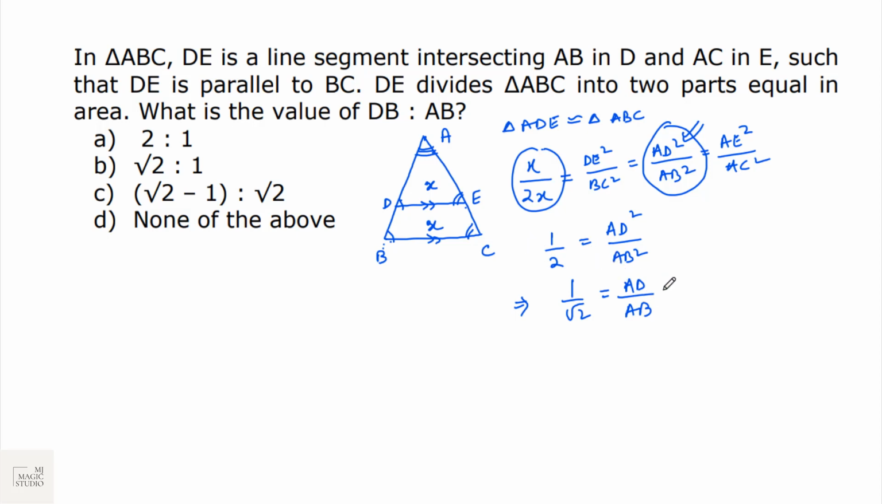So can I write this as minus 1 on both sides? So AD minus AB will give me minus DB. That means I can do like this: 1 minus this equals 1 minus this. So root 2 minus 1 by root 2 is AB minus AD by AB. AB minus AD is DB. Bingo. This is what we are looking out for. DB is to AB is root 2 minus 1 by root 2. That is in option C.